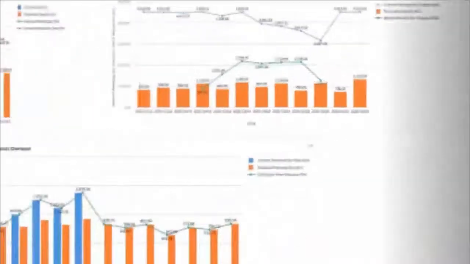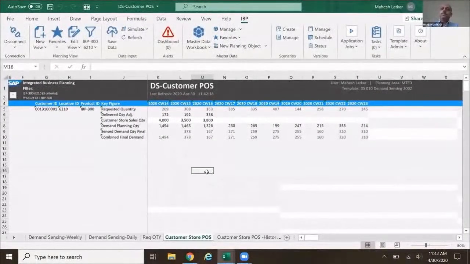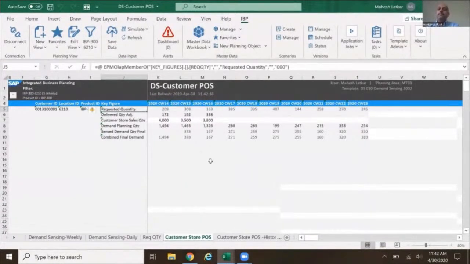Sure. So here we'll be talking about customer point of sales. If you look at this planning view, this is showing product, location and customer planning level. This is in weekly buckets, though data is stored in daily buckets. Requested quantity is one of the main inputs for demand sensing. Also, you have a delivered quantity, shipment quantity for the past buckets.